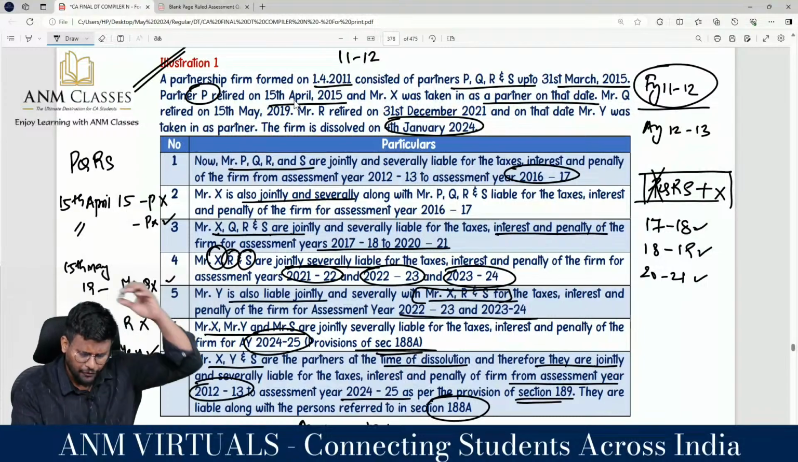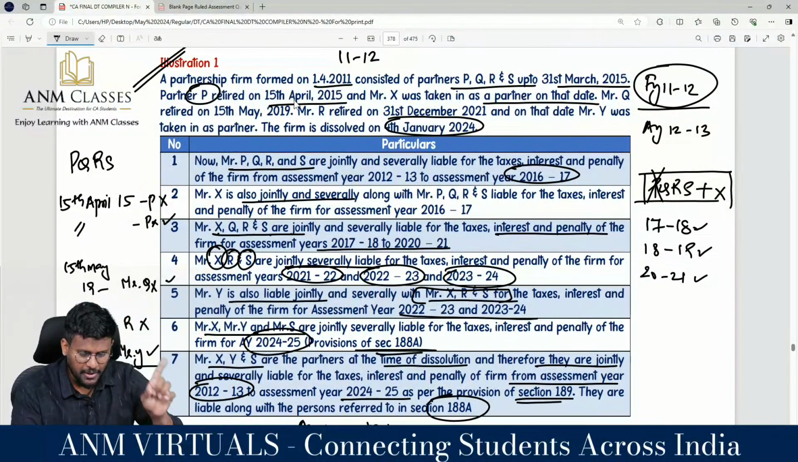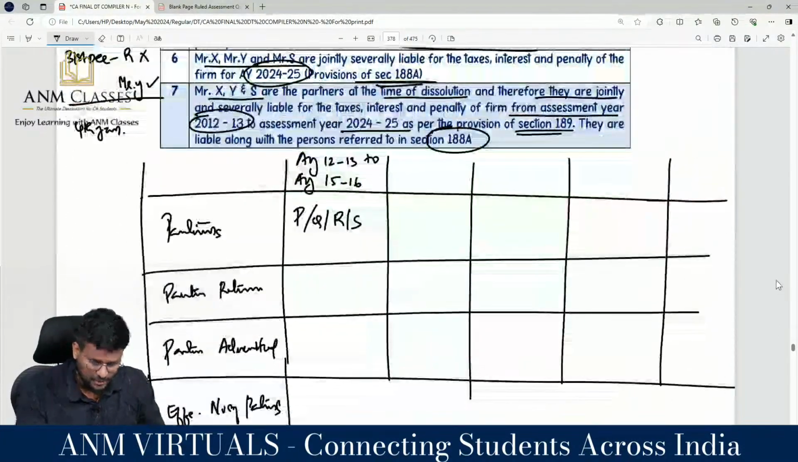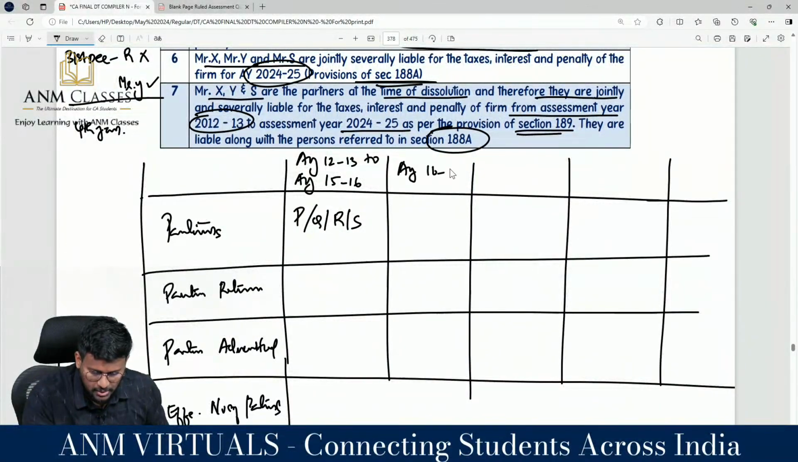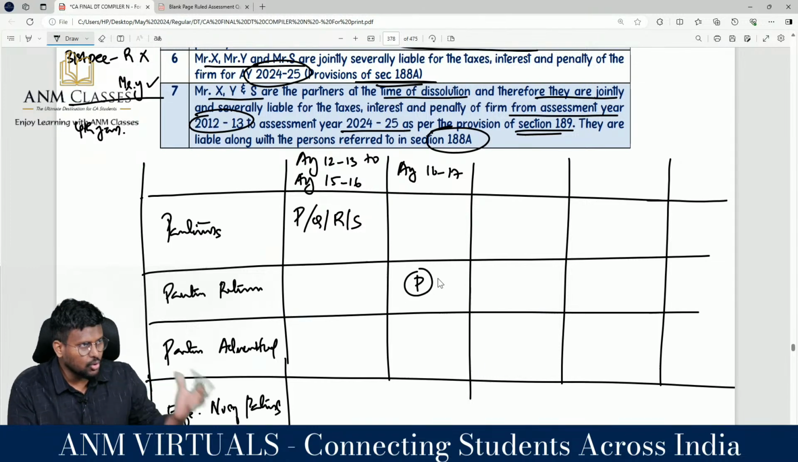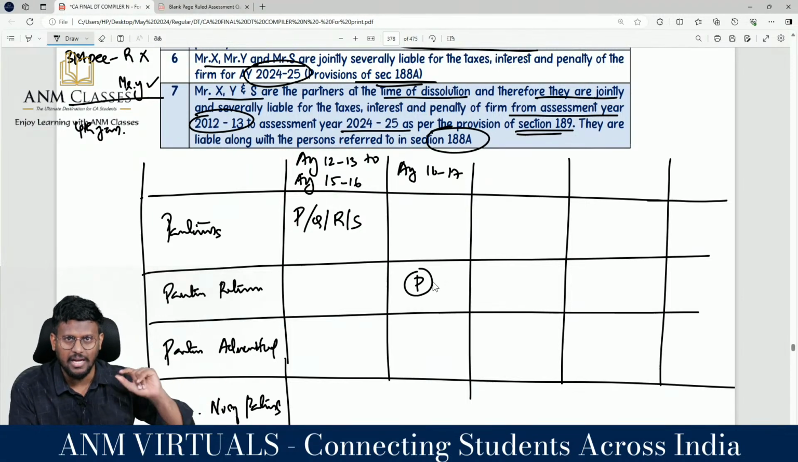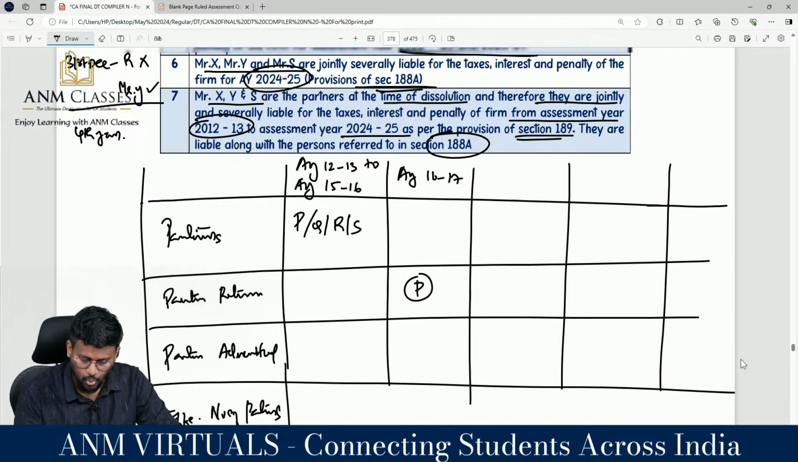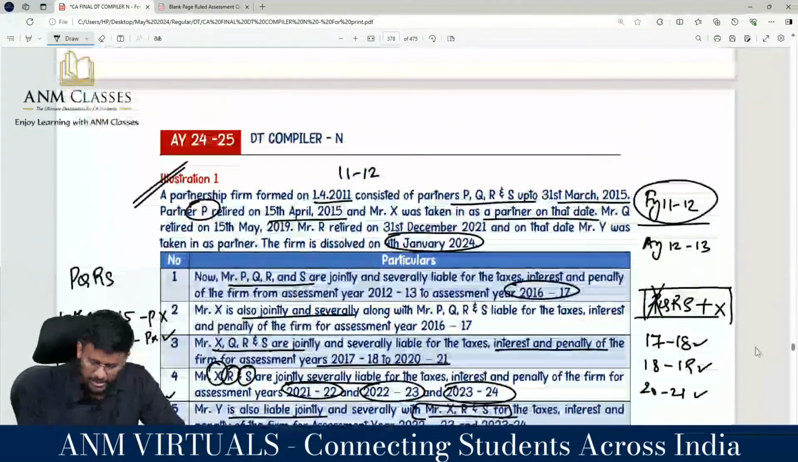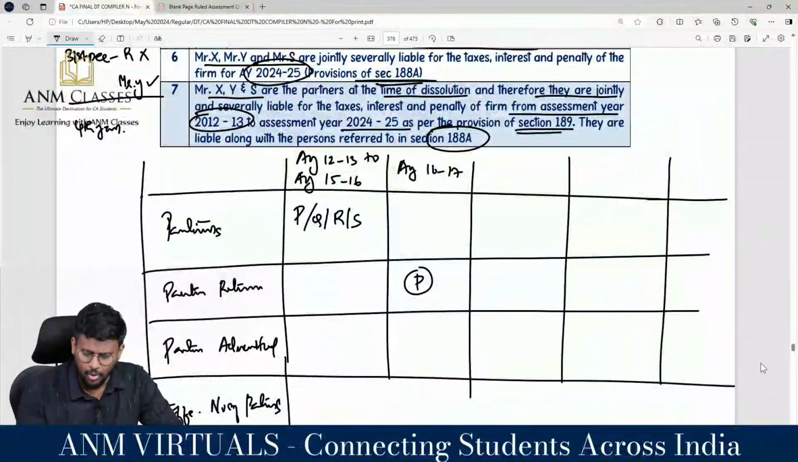And P retired on 15th April 2015. That means previous year 15-16, so assessment year 16-17. So this is with regard to assessment year 16-17. Partner required, P retired on this date. Even though he retired during the year, he was there one day in that previous year, so he is liable to pay all the taxes. Like that you just fill the table year wise, then you read the table, you will be able to get the answer very easily.